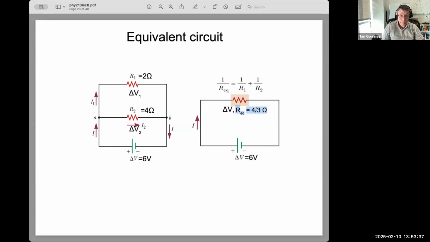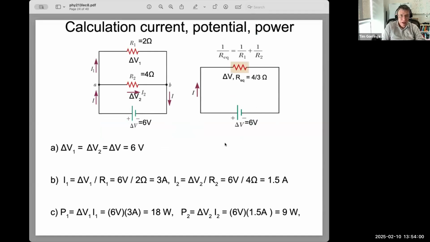Notice it's smaller. It's smaller than the 2 ohms, and it's smaller than the 4 ohms. We always make a smaller equivalent resistance with parallel arrangements. And the equivalent circuit then is a 4 over 3 ohm, or 1.33 ohm resistor connected across the terminals of this 6 volt battery. Now we know that, we can go on and solve the questions that were asked.